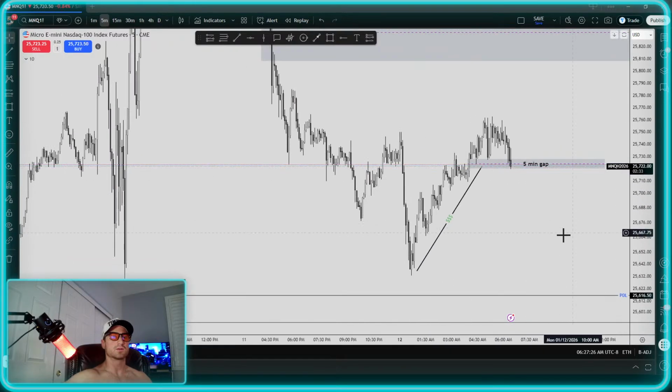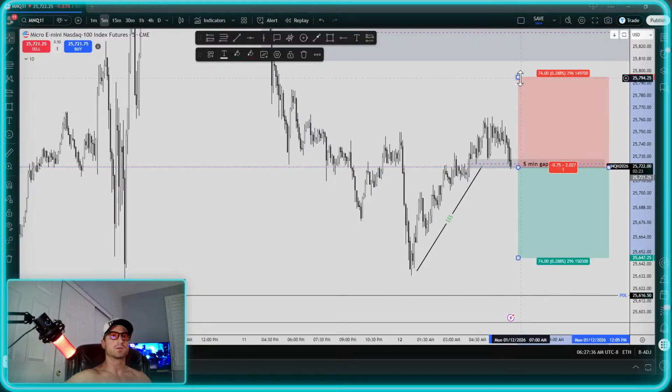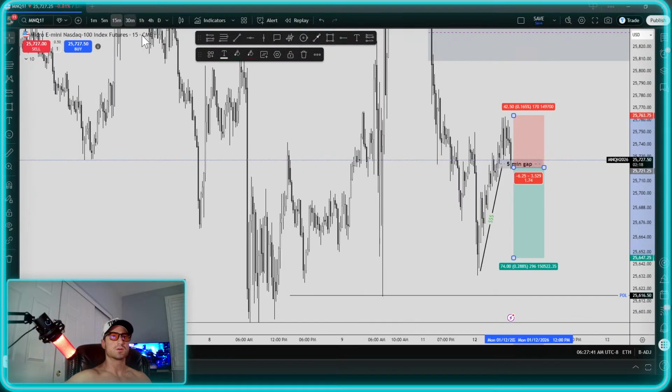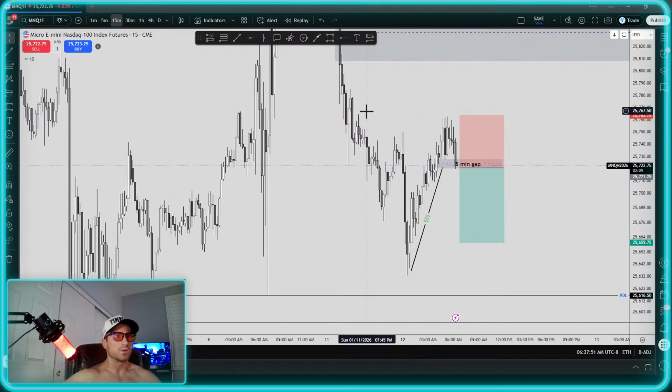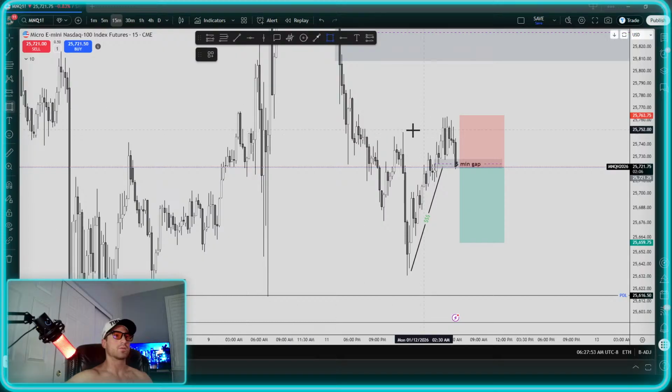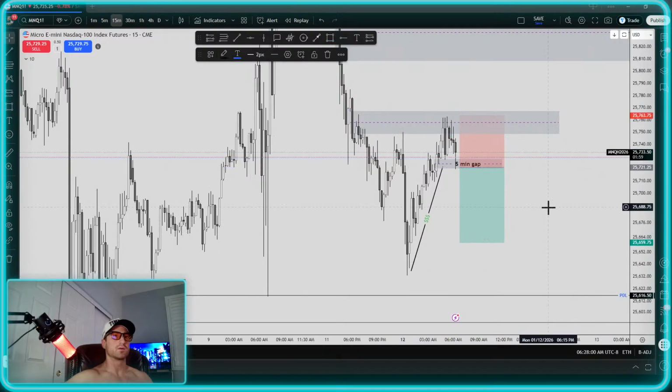I want to see us close below here, that way we can put our stops here. If we get this, I'd like to see us come down here. This is my first trade idea. And then we have this gap on the 15 that never closed above. Look for buys that way.